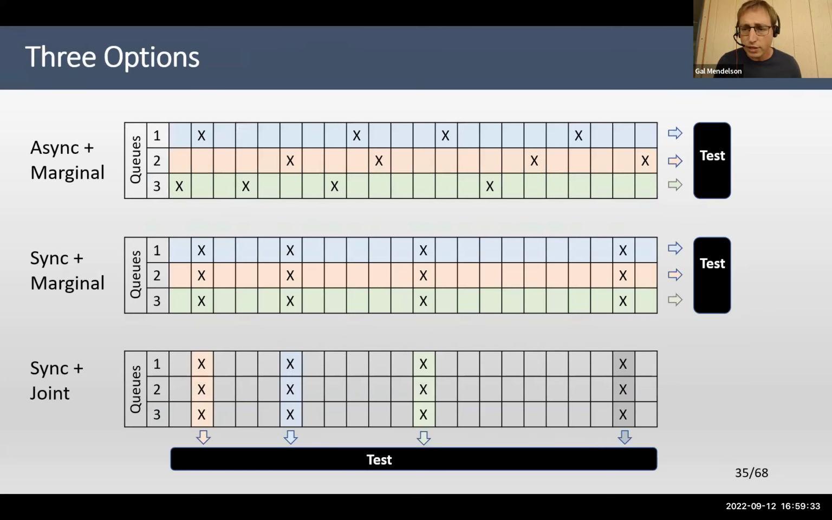All right, we have 3 options: asynchronized plus marginal, synchronized plus marginal, and synchronized plus joint, which I just told you is, in this case, decision data as an example. And the fourth option doesn't really make sense, because doing asynchronized and joint doesn't have any meaning. What's the meaning of sampling for a specific time? There's no meaning to that, okay?